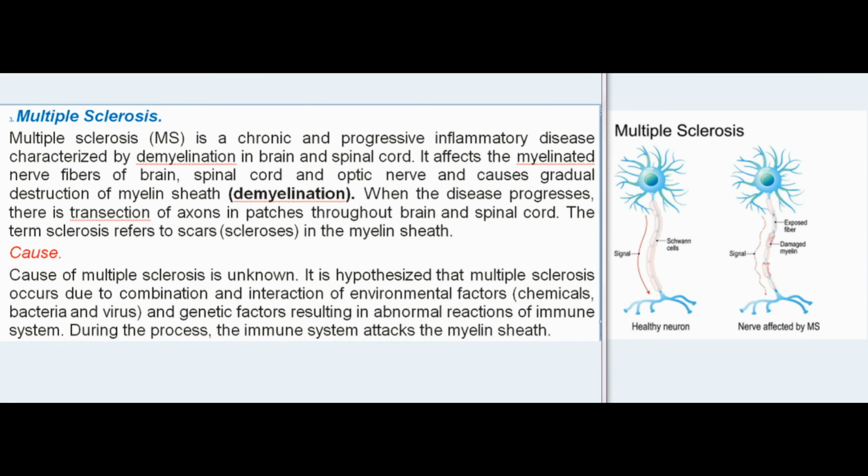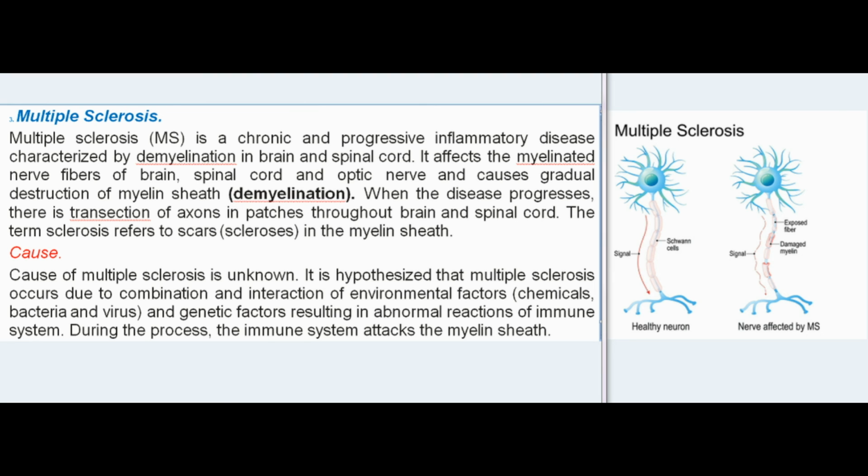Multiple sclerosis. Multiple sclerosis, MS, is a chronic and progressive inflammatory disease characterized by demyelination in brain and spinal cord. It affects the myelinated nerve fibers of brain, spinal cord, and optic nerve and causes gradual destruction of myelin sheath, demyelination. When the disease progresses, there is transection of axons in patches throughout brain and spinal cord. The term sclerosis refers to scars, scleroses, in the myelin sheath.